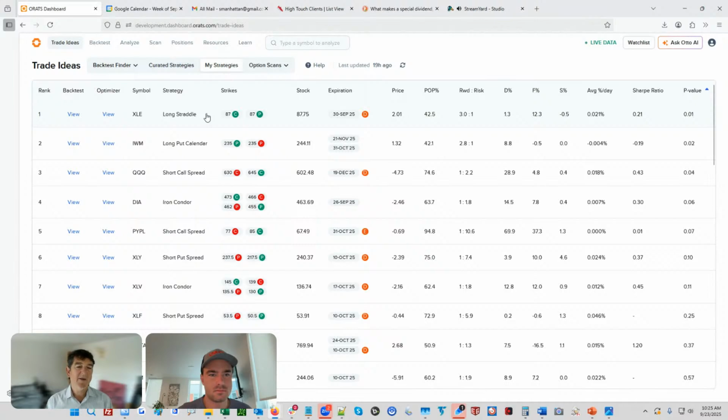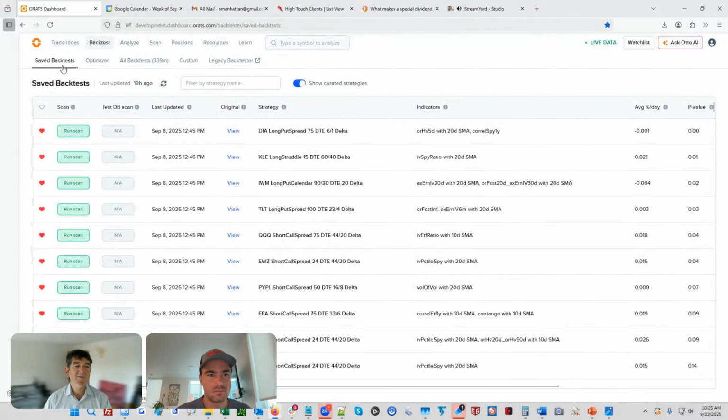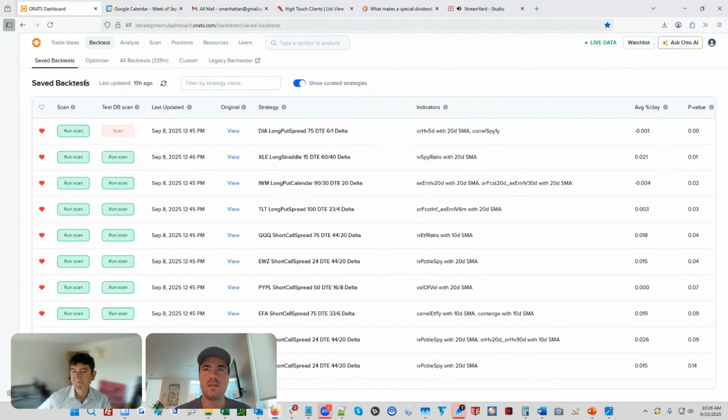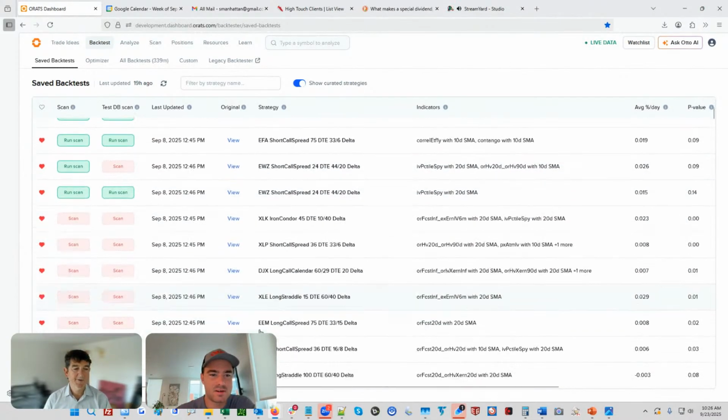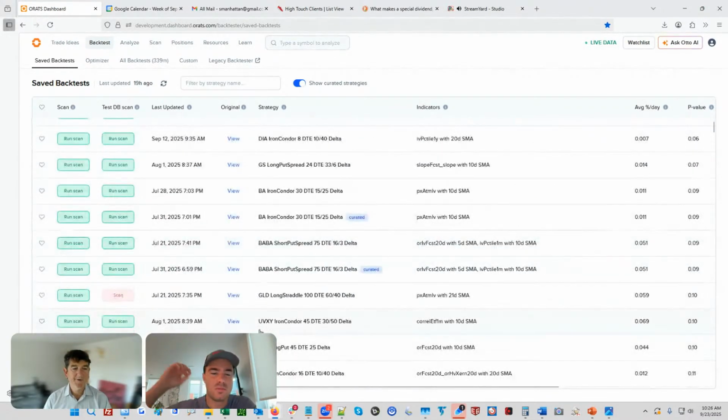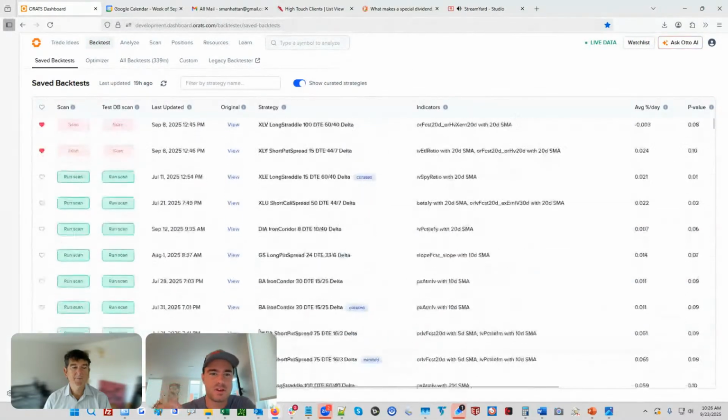So I wanted to point out, Tyler, the difference between My Strategies in the trade ideas and My Saved Backtests in the backtest tab here. Do you want to explain that, or do you want me to? Yeah, I can explain it. The only difference is that our trade ideas system, which displays the end result trade to you, is actually running the scan on these saved backtests. So if you go to the optimizer and click save, or you go to the backtest finder and click save, those strategies will pop up here.